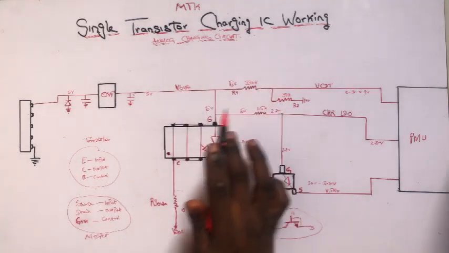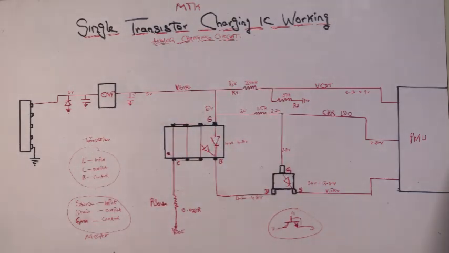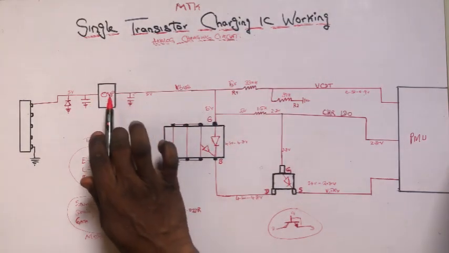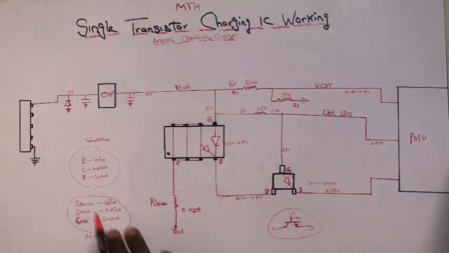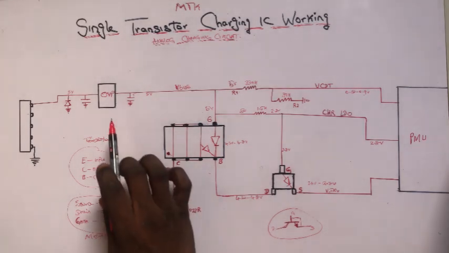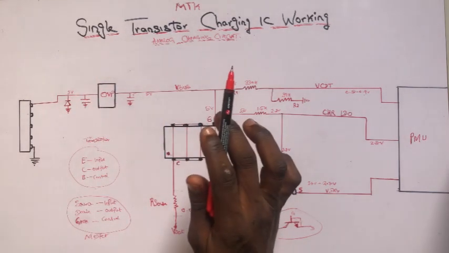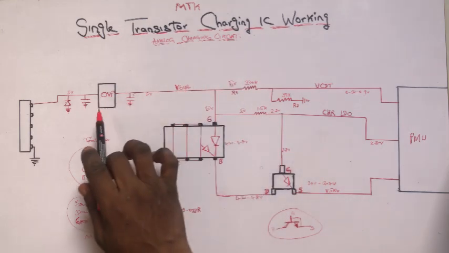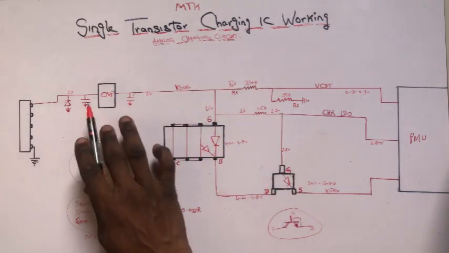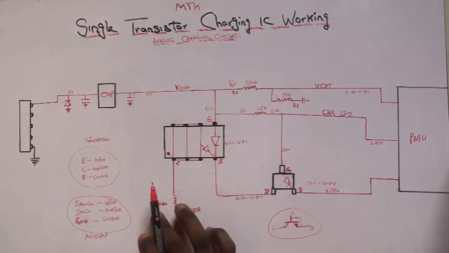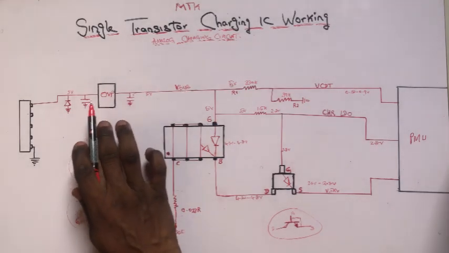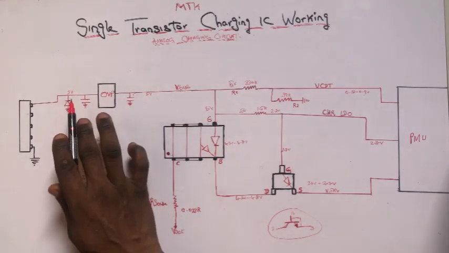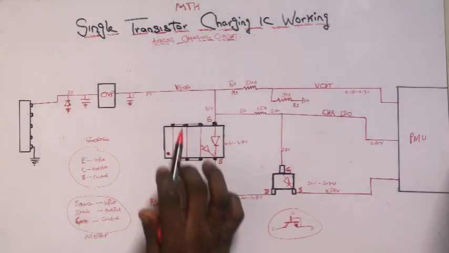Now in other models, you might not see OVP, but you will see a coil instead of OVP, and then you will see a diode and other capacitors. So it also acts as a protective component. But in this case, we have OVP. OVP stands for over voltage protection. So this OVP helps to protect more than 5 volts from entering this charging IC.